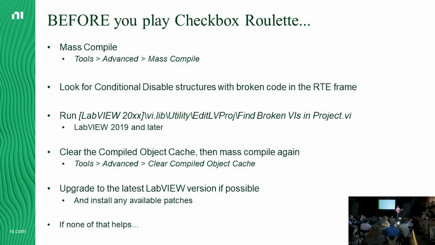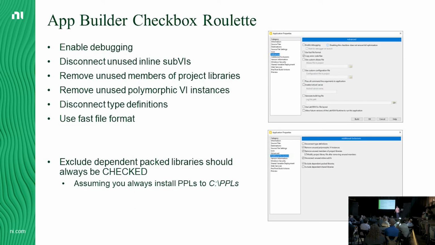If all of that fails, let's play checkbox roulette. So in order, those are the 6 checkboxes in App Builder that have the best chance of fixing your build issue and getting you unstuck. I'm not saying you should have to enable debugging on your EXEs, but sometimes when you do enable debugging on your EXEs, it'll fix a build problem.